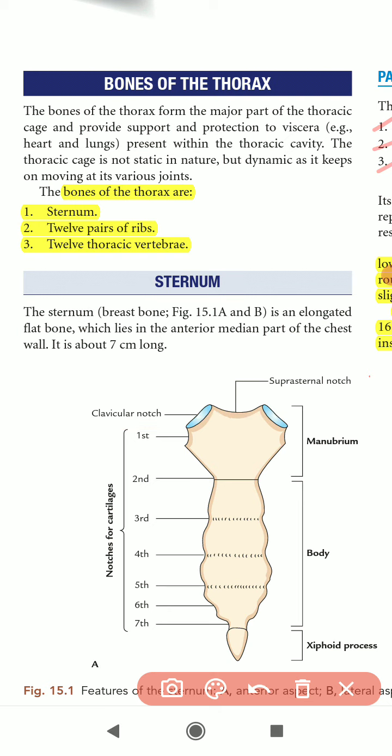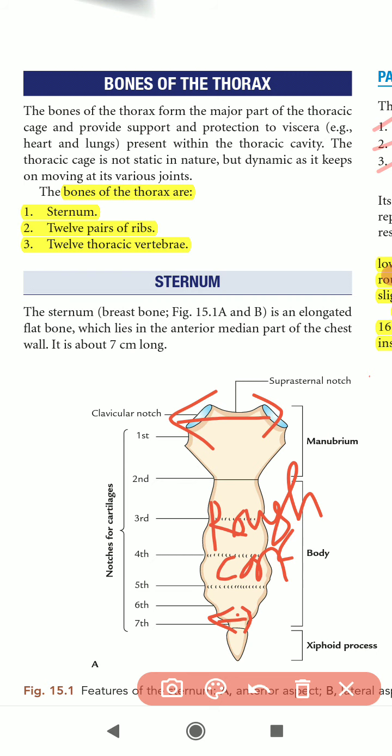So its upper end is relatively broader, but the lower end is thinner and pointier. And we also said that the anterior surface is rough and convex. If you feel it, you can realize the surface is rough and convex. But the posterior surface is opposite. The posterior surface is smooth and concave.